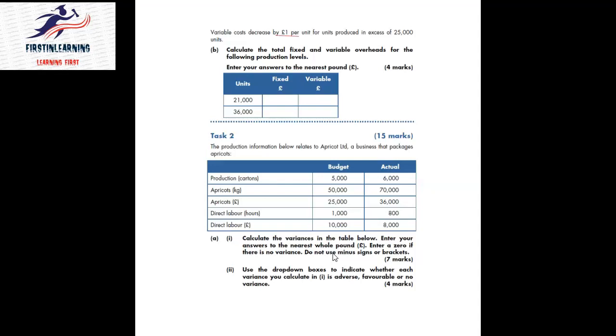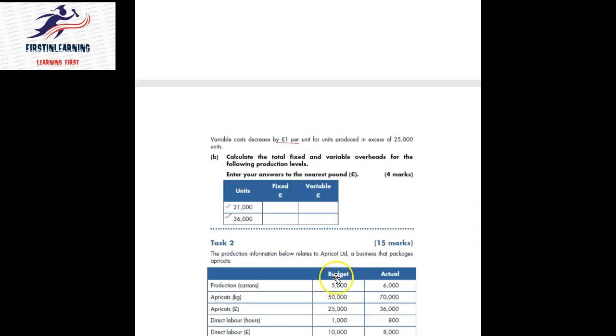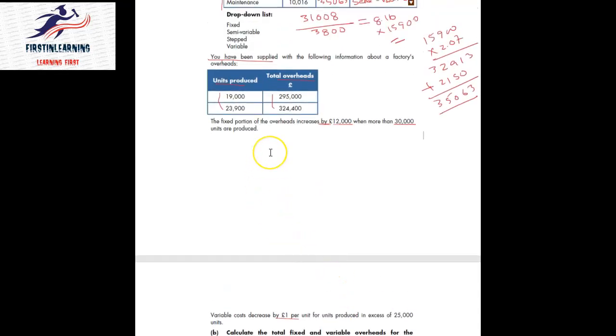So that's fine. Let's have a look at how many units we produce here, 21,000 and 36,000. So we are looking for the fixed cost and the variable cost for both 21,000 units and 36,000 units. So let's find it out. How can we do that? Of course, from the question it looks like we have to do the high-low method. So let's do the high-low method.